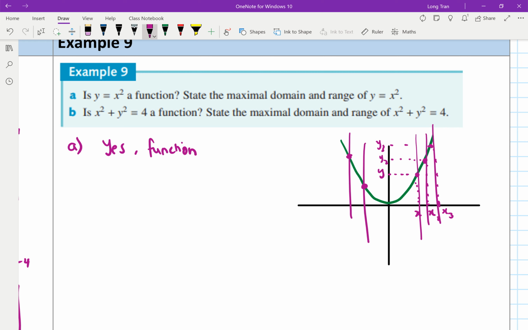Okay. Now they say state the maximal domain and range of the function. So I'm going to rub this out just for you to visualize. Ooh, too much there.